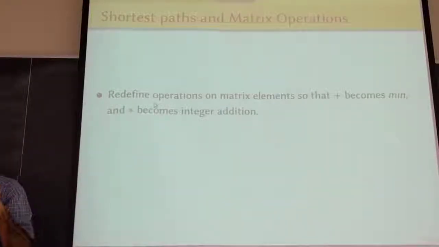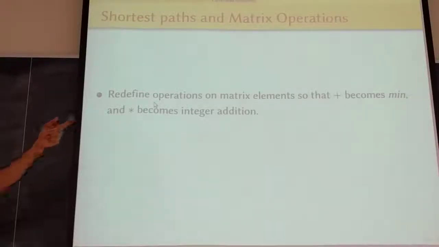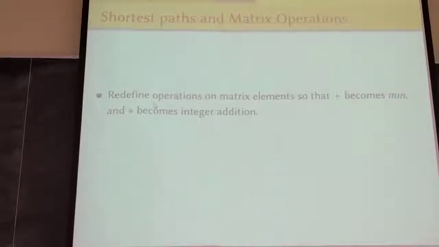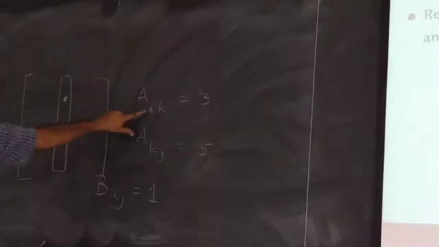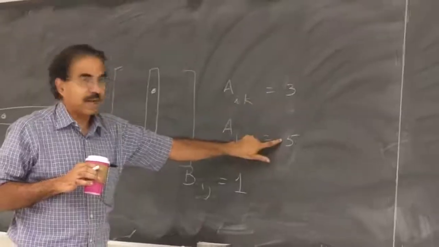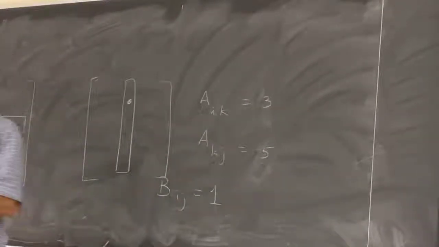So plus: in the Boolean matrix, plus was or, and star was and. To get the shortest path, you define plus to be the minimum operation, and star to be the integer addition, right? Because again, if we are talking about edge weights, suppose aik is 3 and akj is 5, then there is a path to go from i to j, and that path's weight is going to be 3 plus 5, 8. Okay?